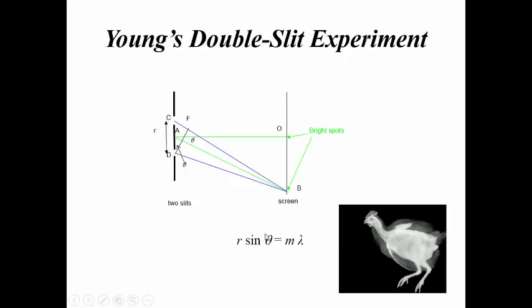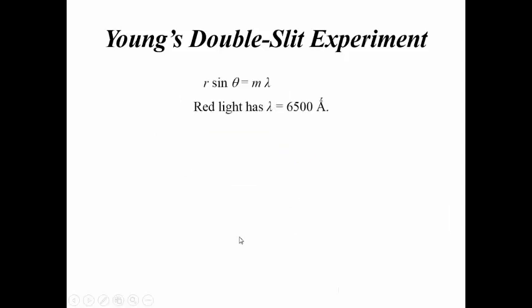So we can see that there's a reciprocal relationship between the angle at which you can observe the bright spot and the distance between the slits. It's between r and the sine of theta, and that product is going to be a constant, because it's equal to the wavelength. So the bigger r is, the smaller theta is, and vice versa.